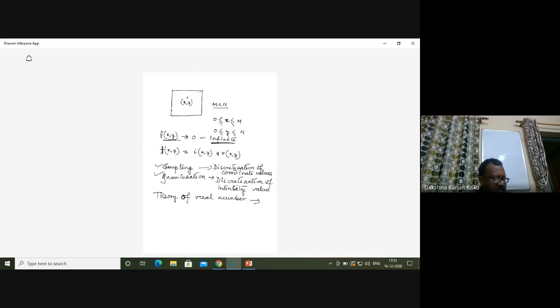So the sampling process is nothing but the discretization of coordinate values, and quantization is discretization of intensity values. Now, how is sampling done? Consider a one-dimensional signal x(t). Here the x-axis is represented by time and the y-axis by the function of time x(t). Here x(t) is a one-dimensional continuous signal.